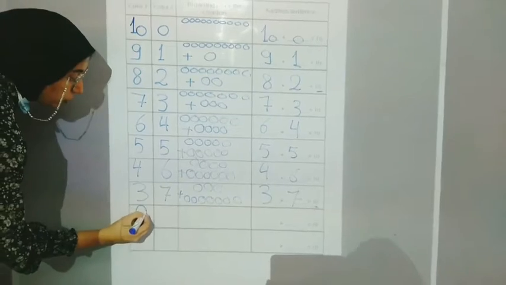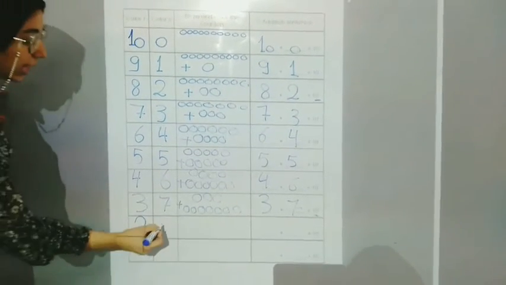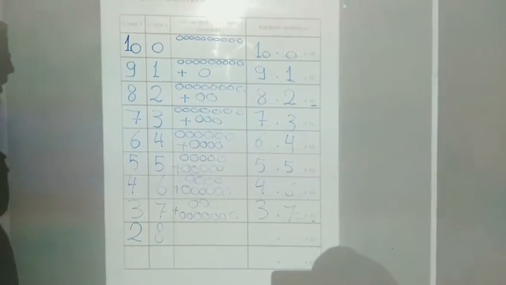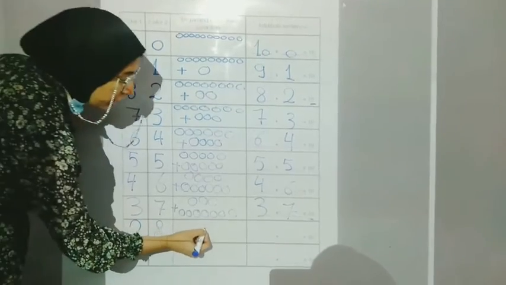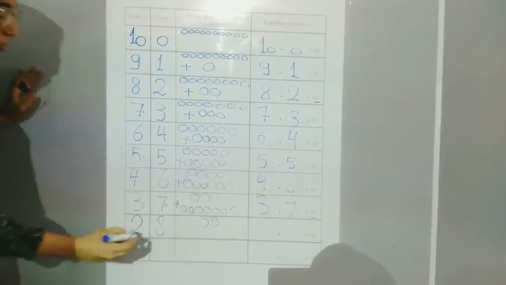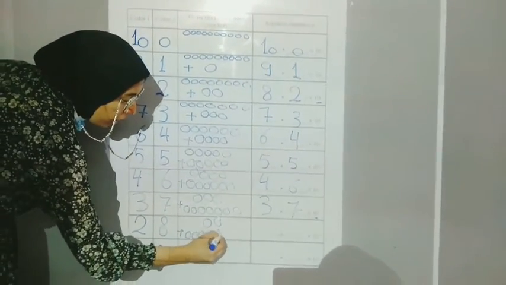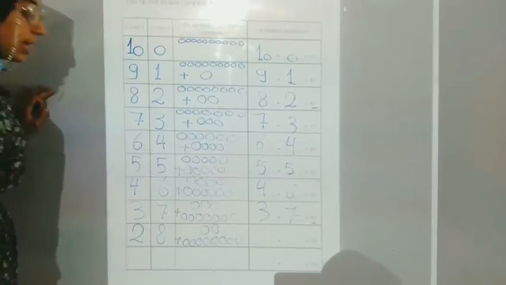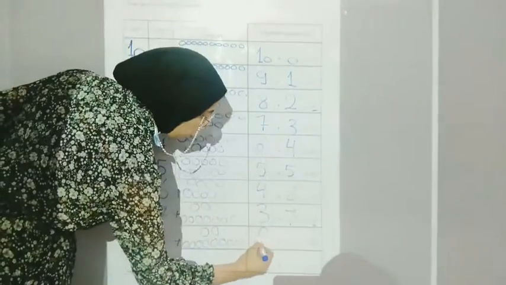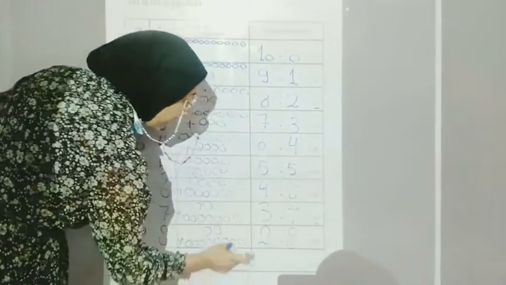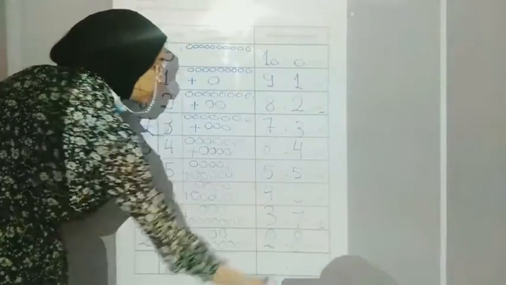Next one. Here I have 2 poles that are red and 8 that are blue. Okay? When I count, how many red poles do I have? I have 2. 1, 2. And how many blue poles? I have 8. 1, 2, 3, 4, 5, 6, 7, and 8. And here I have 2 plus 8. Count all of them together, it will give you 10.